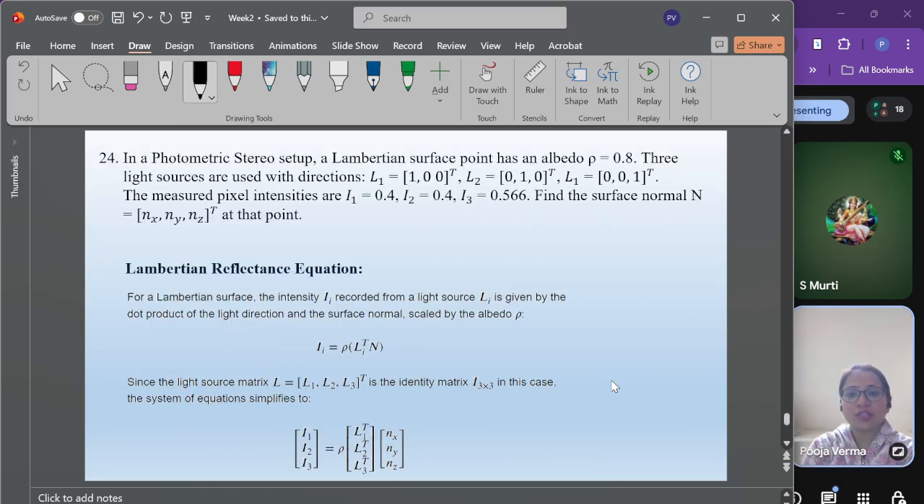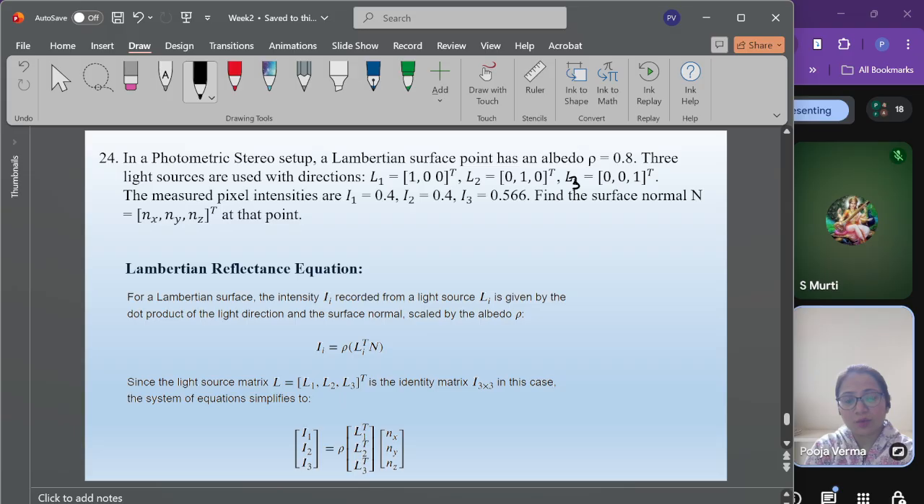So our next question is: in a photometric stereo setup, a Lambertian surface point has an albedo rho of 0.8. Three light sources are used with the directions L1 is 1, 0, 0 transpose, L2 is 0, 1, 0, and L3 is 0, 0, 1. The measured pixel intensities are I1 is 0.4, I2 is 0.4 again, and I3 is 0.566. Now we need to find the surface normal n, that is nx, ny, and nz, at that point.